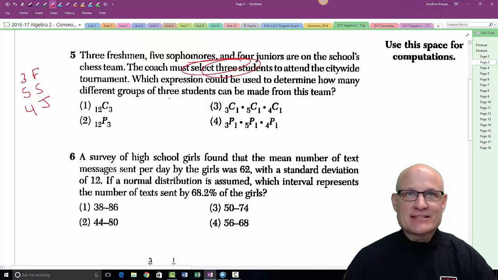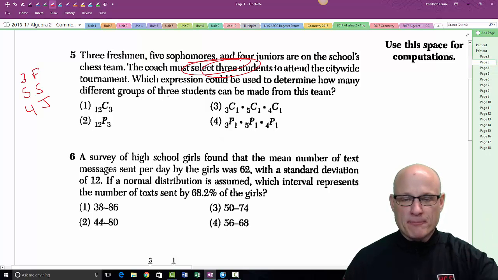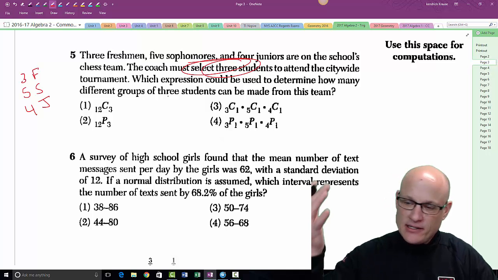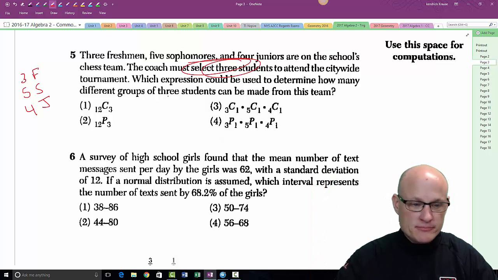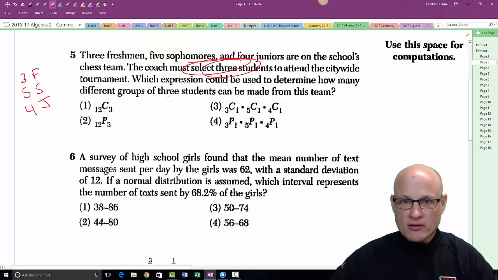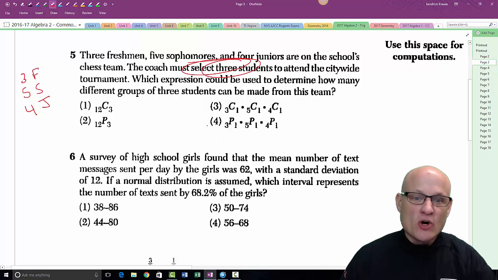So again, if I select Bob, Mary, and Joe, or Joe, Mary, and Bob, that's still the same group. It doesn't matter how I select them. If I select Mary, Maria, and Michael, or Michael, Maria, and Mary, it's still M&M's. Ooh, M&M's. I love M&M's. So it's clearly combinations.